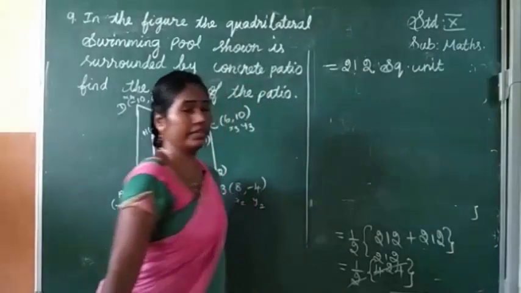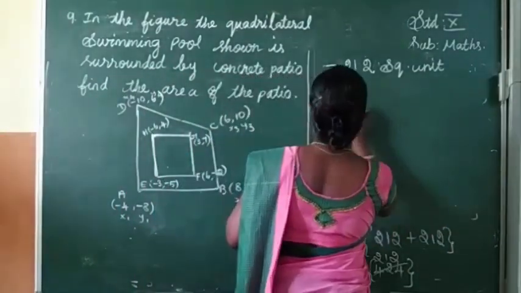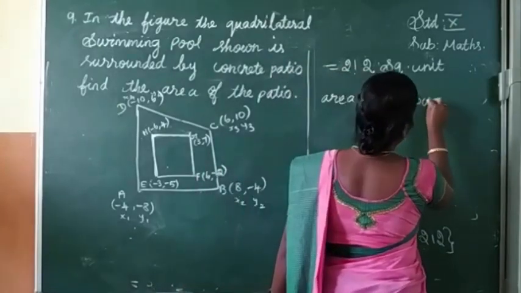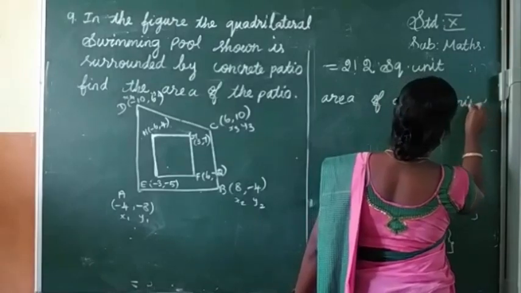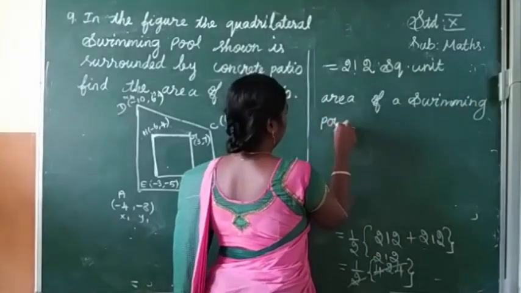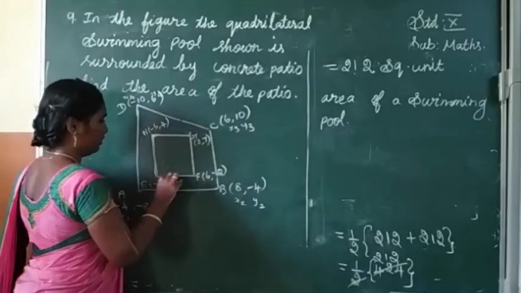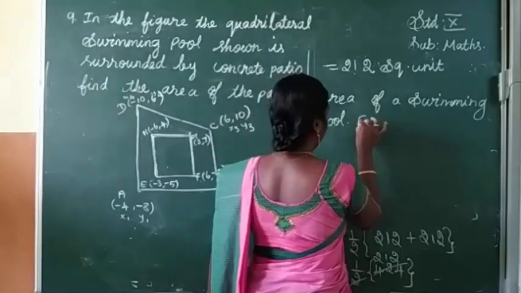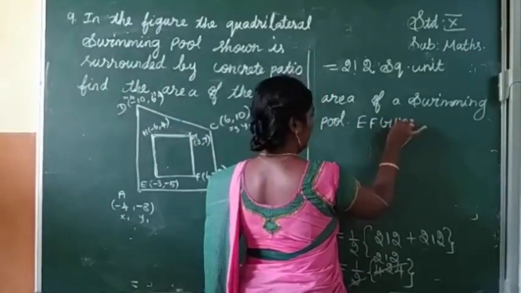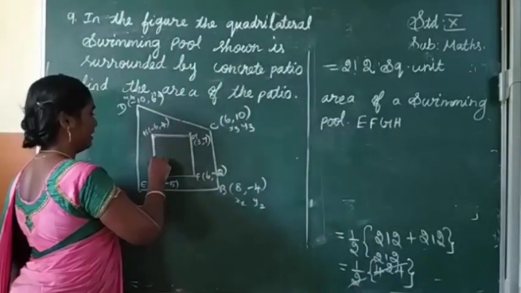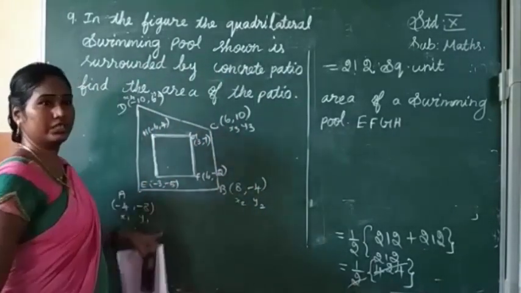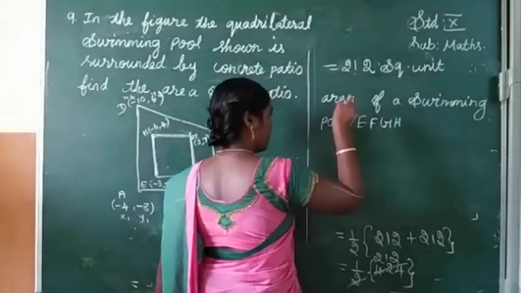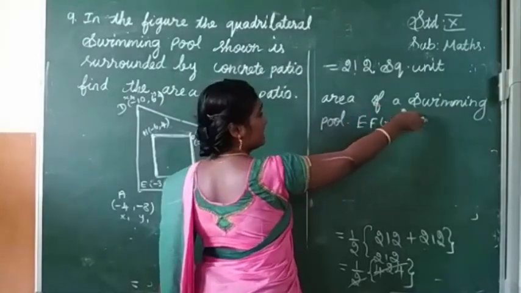Next we are going to find out the area of a swimming pool. So just write area of a swimming pool. This is a swimming pool. What is the name of a swimming pool? EFGH. You have to mention it. Name is EFGH. This looks like a square. I already told you there was a millimeter difference, so it is not a square, it is a quadrilateral. So this is also a quadrilateral, but I didn't mention the name. I just wrote swimming pool.